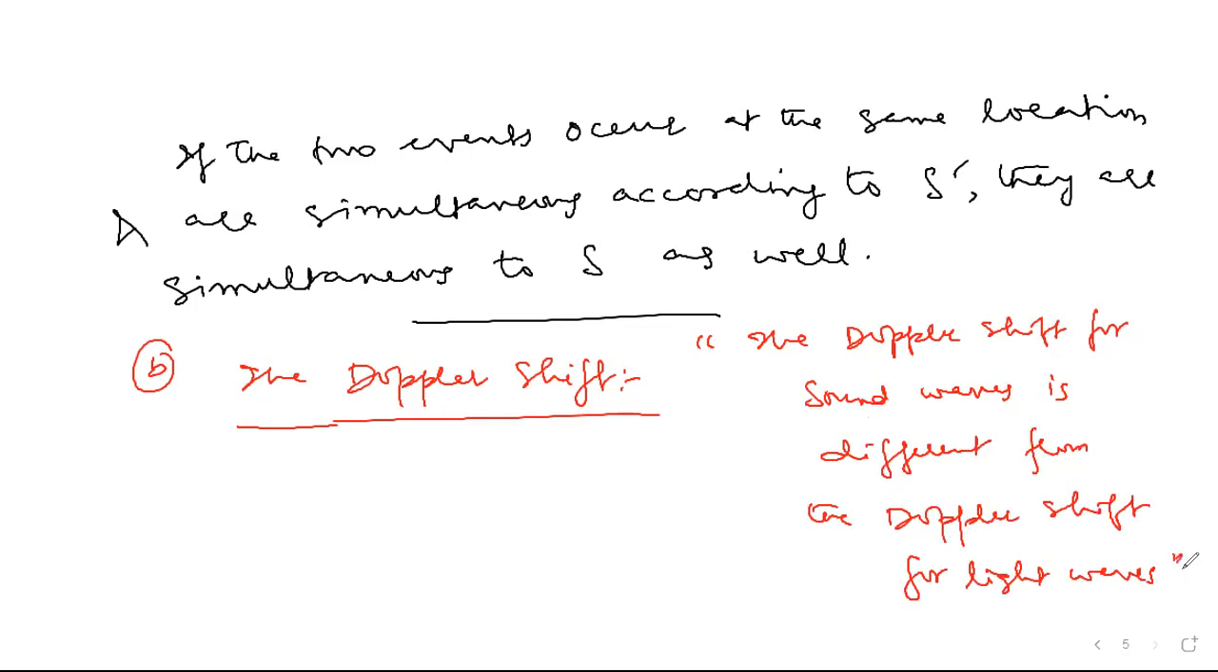The Doppler shift for sound waves is different from the Doppler shift for light waves. Why? Sound is a mechanical wave. It needs a medium to propagate, but light wave is an electromagnetic wave. It does not require any medium to move. Because of that distinction, the Doppler shift for these two kinds of waves is different. So first, I will refresh your memory for Doppler shift for sound. You have done it in previous classes. I will refresh that.